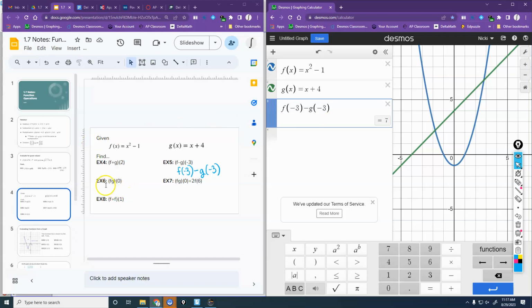Hold on. Don't pack up yet. What about this f and g right next to each other? What's happening there? That's multiplied, right? So that would be f of 0. Oh, hold on. Let me delete this out. That would be f of 0. Guys, quit talking. Times g of 0. Okay? Negative 4 would be my answer.